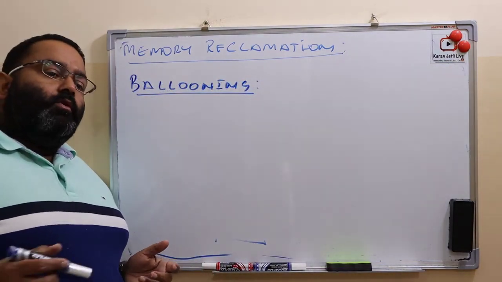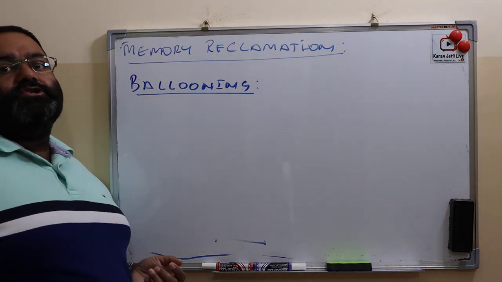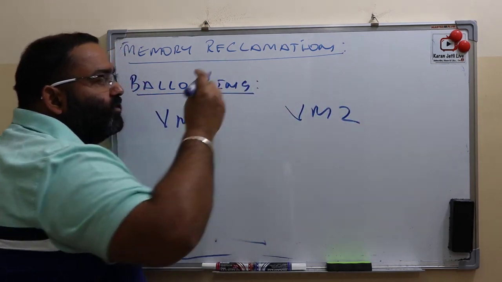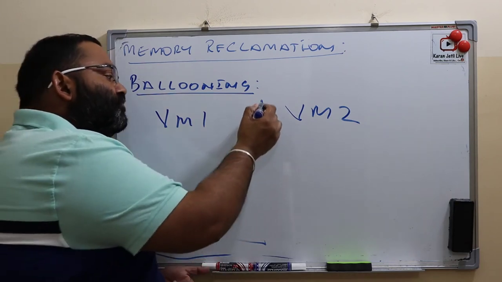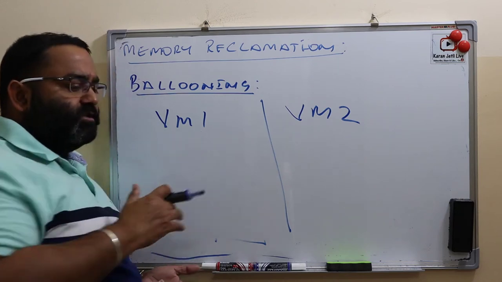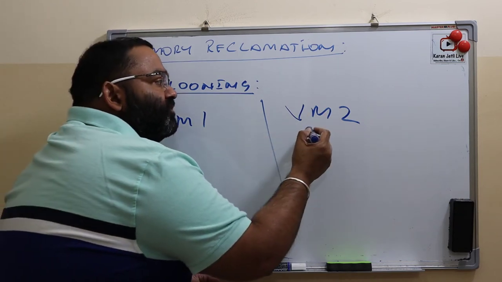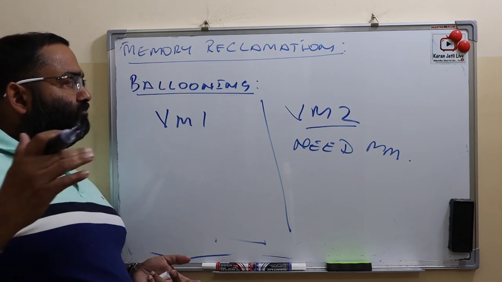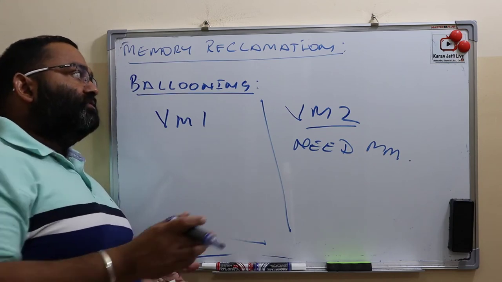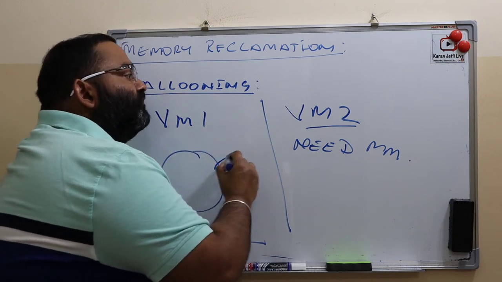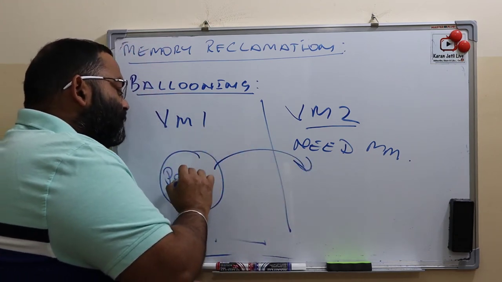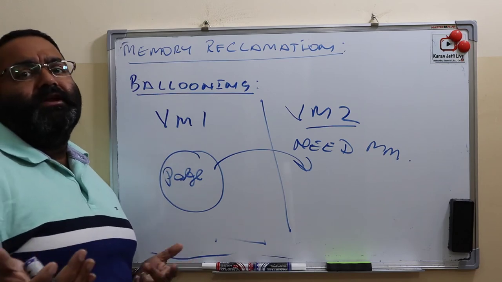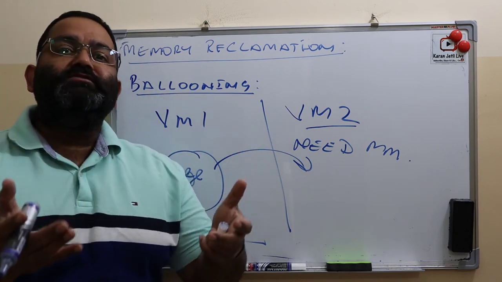Now guys, no matter which optimization we use, a situation may arise when we have virtual machine 1 and virtual machine 2, where virtual machine 1 does not need much of its pages, and virtual machine 2 needs more memory. Then it is wise for the hypervisor to transfer some of the pages of virtual machine 1 to virtual machine 2 for efficient memory management. What do we call it? This thing is called memory reclamation.